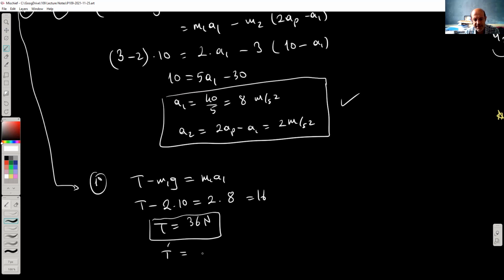And T prime is 72 newtons. Why did I compute these?